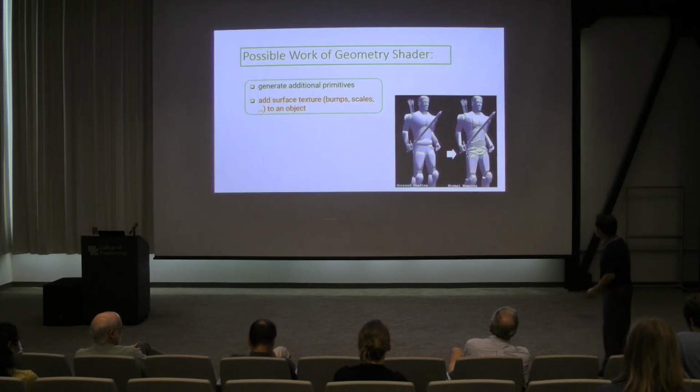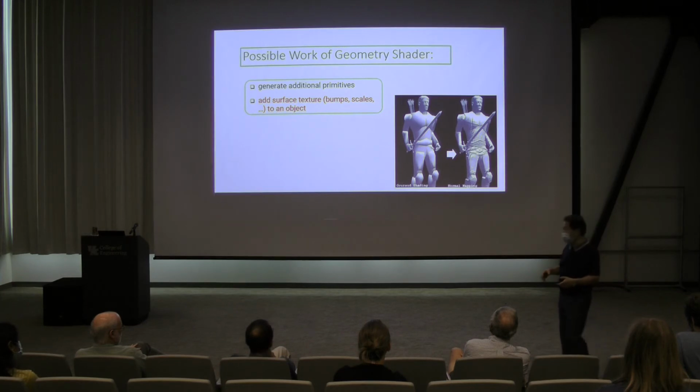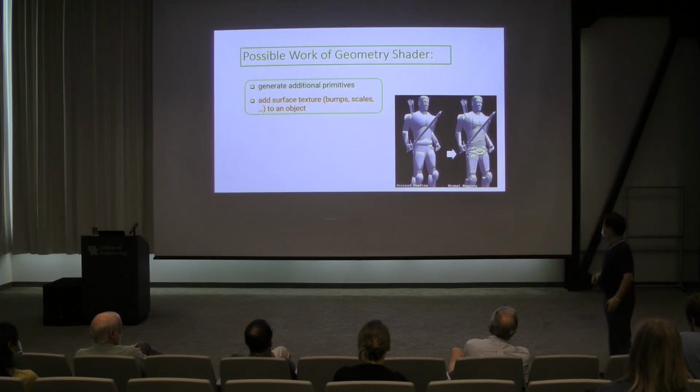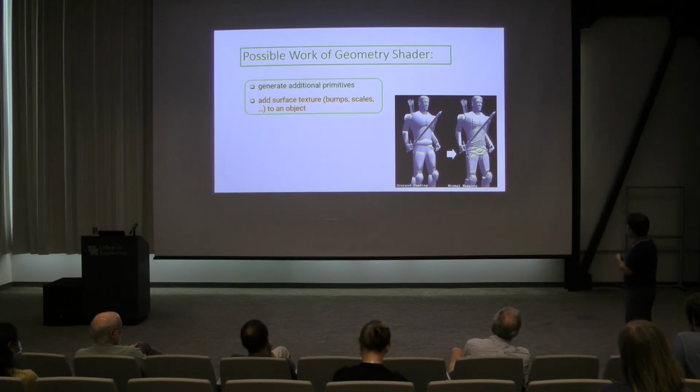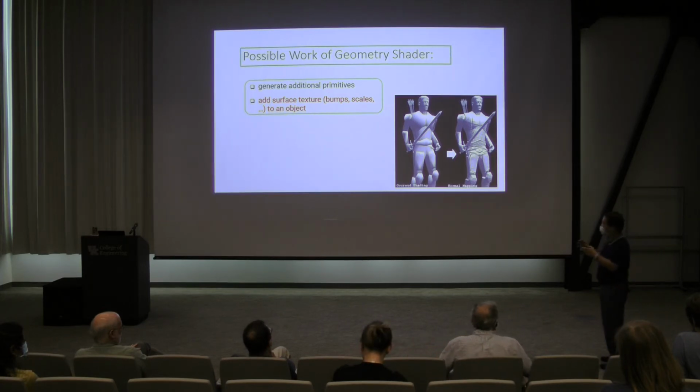Or like this case here, this is a technique used in game design. This is a warrior. This is the original surface representation of that warrior. But you can get this kind of visual effect. And you get bumps, and then you get scales here. But you didn't change the geometry.